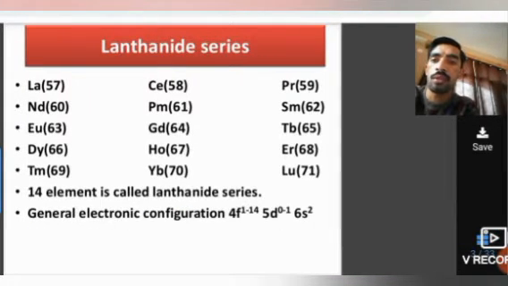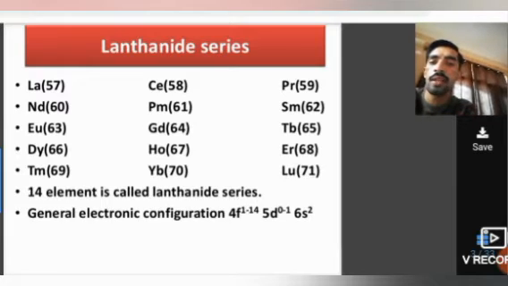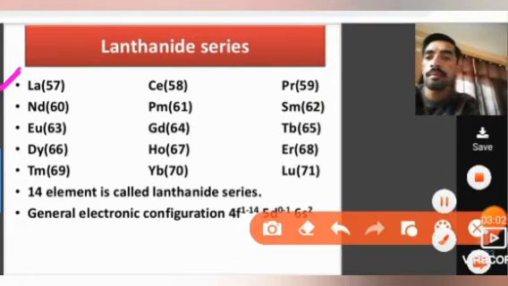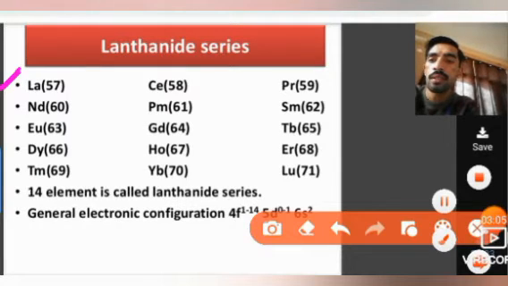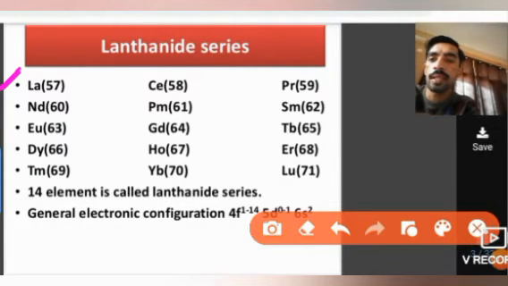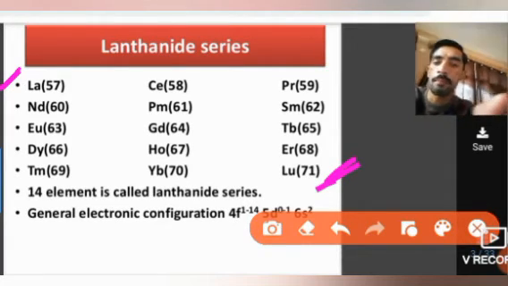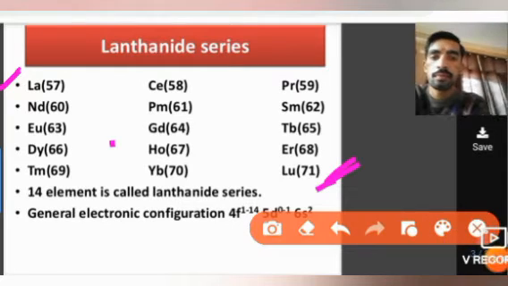Now if we talk about the basic elements of the lanthanum series, we have lanthanum 57 and onwards, you can see 57, 58, 59, 60, 61, 62, 63 up to 71 lutetium. Okay, so these are the basic elements that are present.